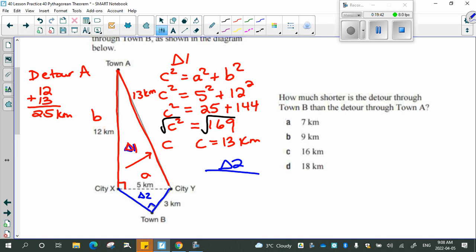So this time the right angle's here. So when I label the sides, 5 is the hypotenuse, C, A, and B. The C is always across from the right angle. Write down the formula, fill in the numbers we know. So this time we know C and A, but we don't know B.